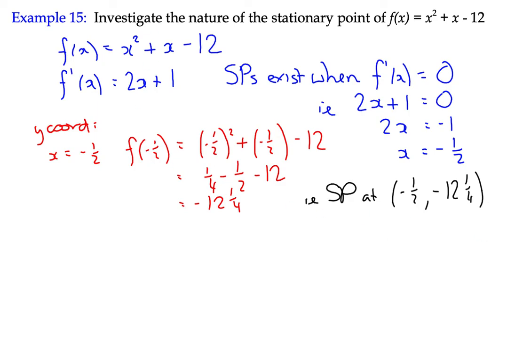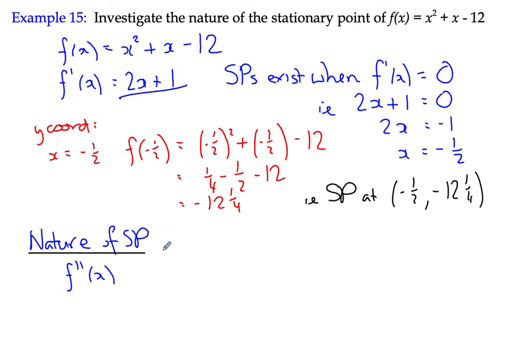Okay, now what we're looking to do is to find the nature of it, and you might have done in the past a nature table, but we're going to have a look instead at using the second derivative. It's obviously useful when the second derivative is easy to find. If it's not easy to find, I would just stick with a nature table. You don't have to do it this way, but here you can see that the second derivative is very easy because the first derivative is 2x plus 1, so the second derivative is just 2. It's a constant term.